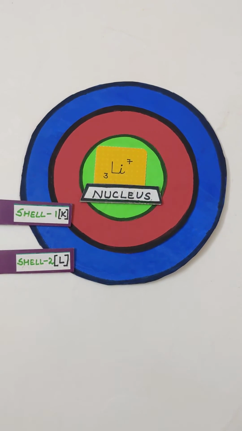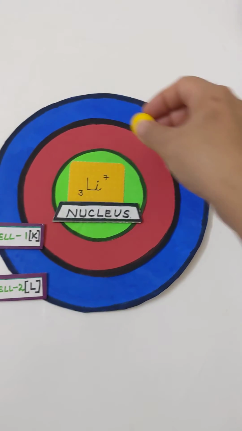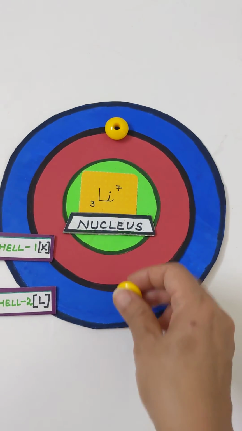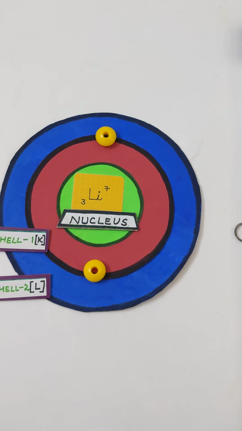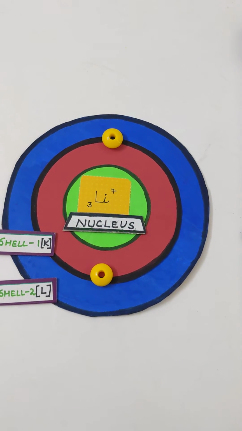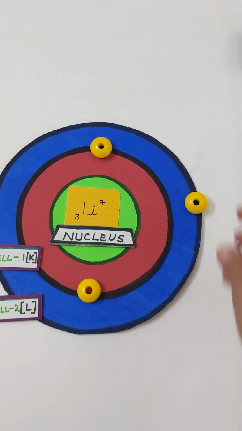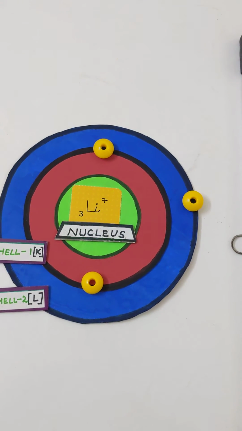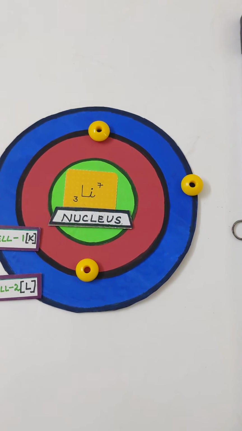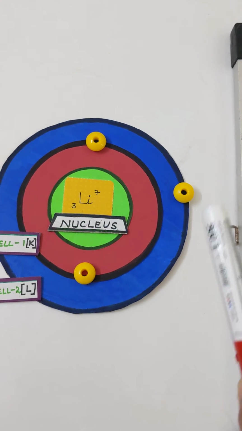Therefore, the only correct way of representing the electronic configuration is that we have 2 electrons in the K shell. That means now the maximum capacity of the K shell is complete. And we put 1 electron in the L shell. This is the correct electronic configuration for lithium. That means 2 electrons in the first shell and 1 electron in the L shell.